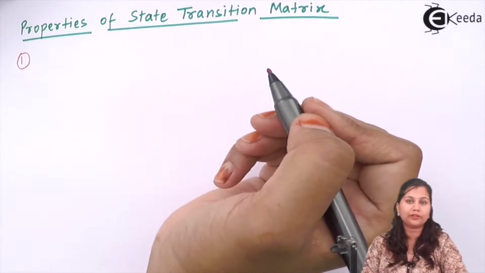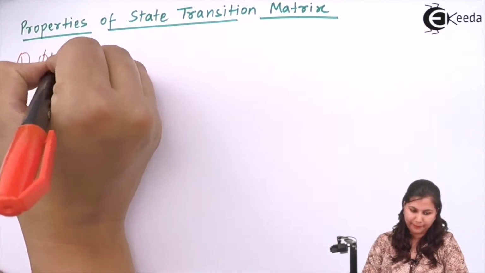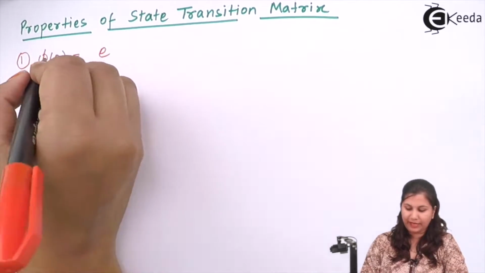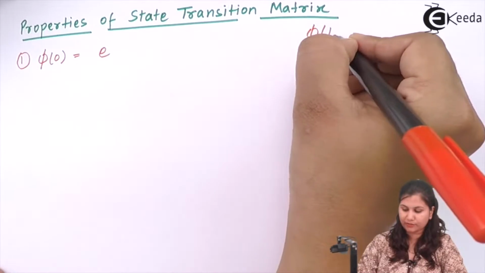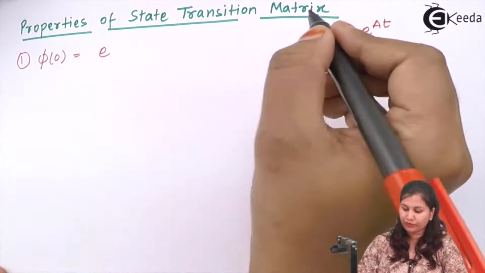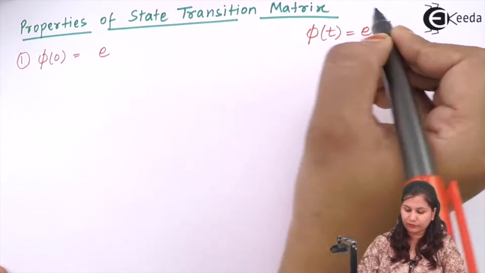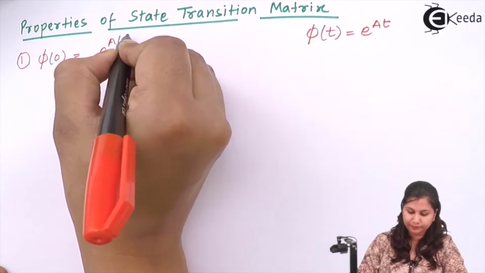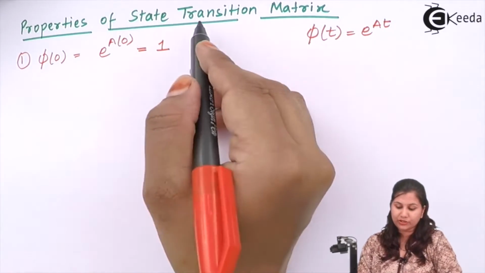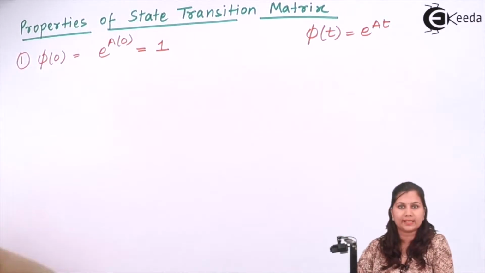The first property of the state transition matrix is phi(0). The state transition matrix phi(t) is e raised to the power At. So we are putting t equals 0 here, and its value will come out to be 1. So the state transition matrix at time t equals 0 is 1.